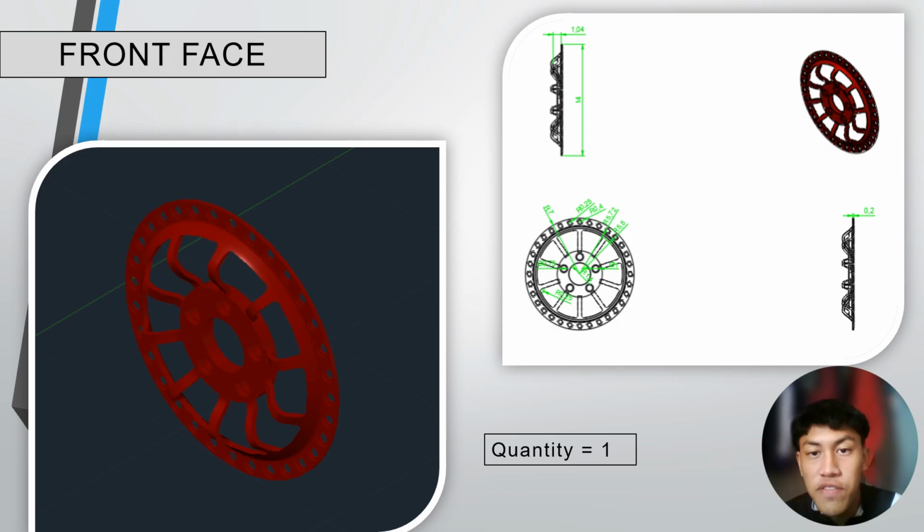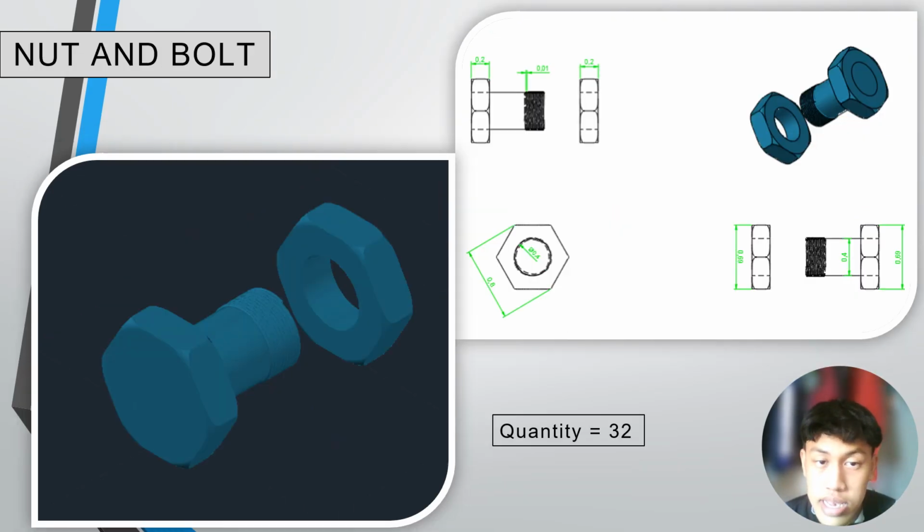And this is for the front face. As you can see, for the face I've used 5 lugs and also 32 holes to screw in the face, the front barrel, and also the rear barrel. This is the nut and bolt to screw in or to hold the front barrel and also the rear barrel together.